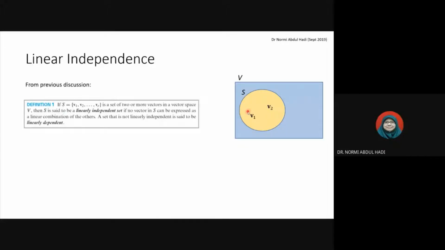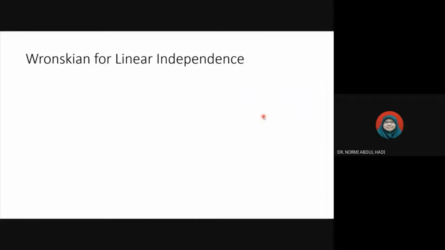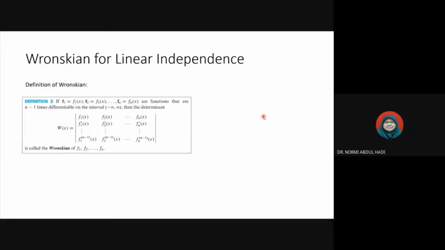So V1 and V2, or the set S, is said to be a linearly independent set if V1 and V2 are not combinations of each other. V1 is not alpha V2, and V2 is not alpha V1. Now, what is the Wronskian, and what is the relation between the Wronskian and linear independence? First of all, what is the Wronskian?